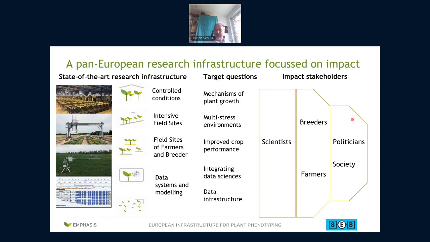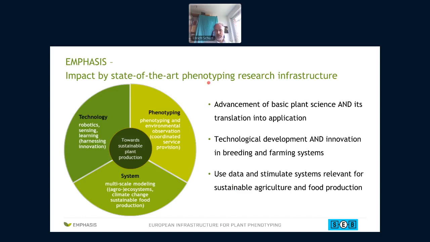And this also stretches out to politicians and to society at large, because obviously, as I mentioned from the beginning, this is not only to get some data, but it's also addressing the societal questions out there. So what we look for is to have the impact of the state-of-the-art phenotyping research infrastructures, to advance on the one hand the technology part, including things like robotics, sensing, and artificial intelligence. This is the phenotyping part in itself, so the operational part, to phenotype environments, to phenotype crops, and also to provide services.